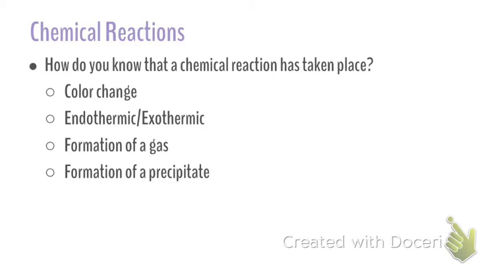And then formation of a precipitate. Do you remember what precipitate means? Precipitate is a solid that forms out of two liquids. Okay, if we mix together two liquids and we're left with some sort of solid thing left over, we're going to have what's called a precipitate.